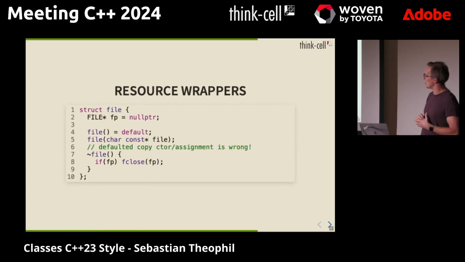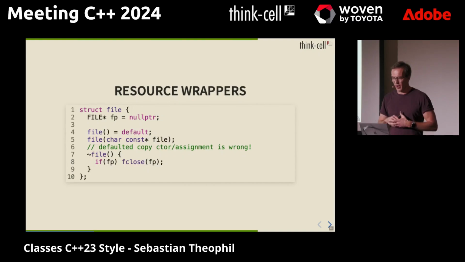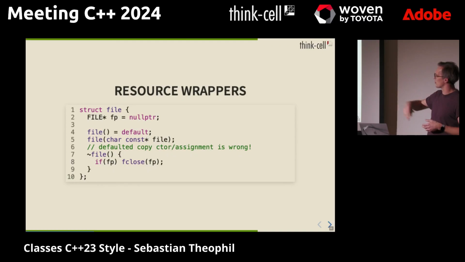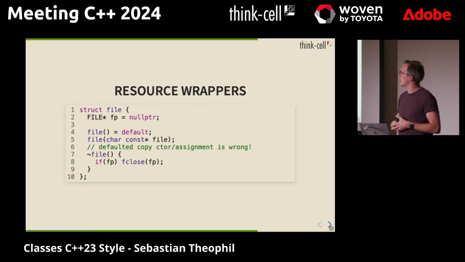So that's a very simple implementation here. We have a little wrapper that wraps our good old std file pointer. There we go. The std file pointer might be null, then we don't have an open file. We have a constructor that opens the file, of course. We have to implement the destructor that does the file close. And now we would get a defaulted copy constructor or copy assignment that would be wrong. So we don't want that.